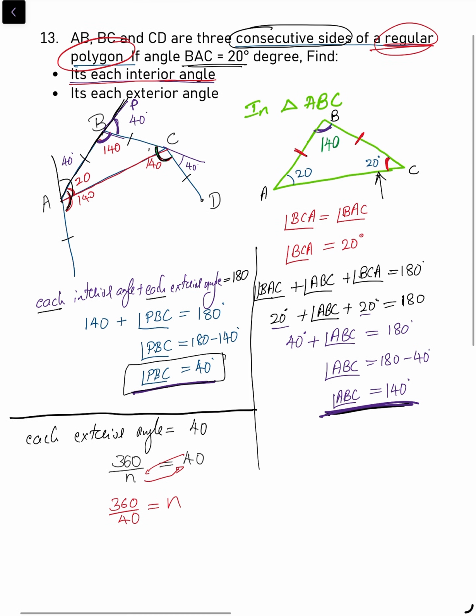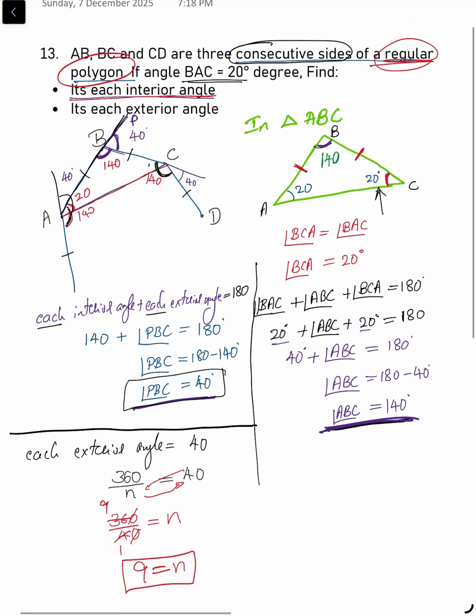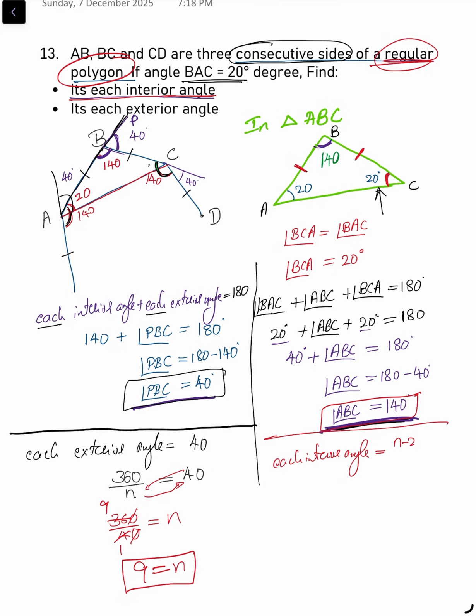So if you continue it, you will come to know that the 0, 0 get cancelled, 4 nines are 36, so the number of sides here is 9. This is the formula to find the number of sides of this regular polygon. Or else, if you don't want to find it using the exterior angle, you can find it by the interior angle also, because each interior angle is going to be equal to (n minus 2) into 180 divided by n.